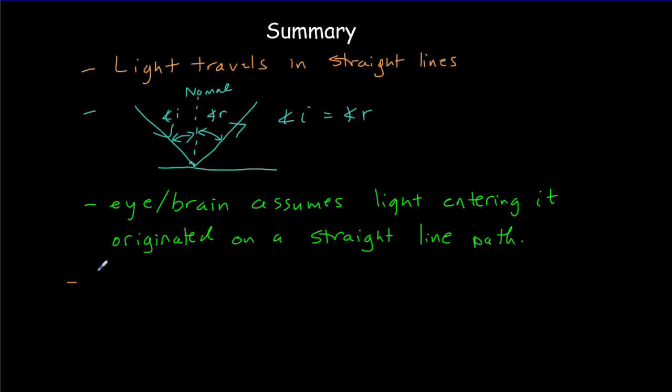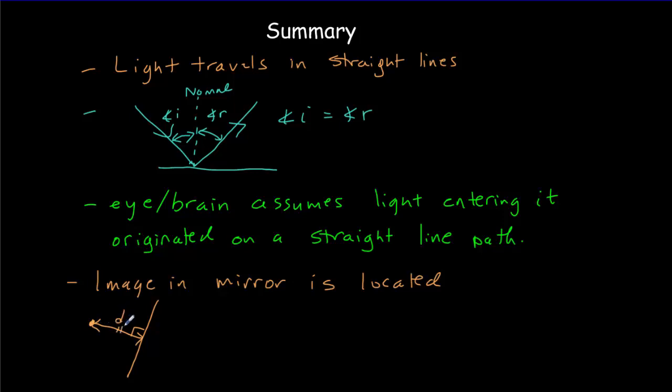We also saw that the image in a mirror is located, and I think a drawing works a little better here. If we take any point on an object, then this perpendicular distance from the mirror to the point on the object will be exactly the same as the perpendicular distance from the mirror to the image. So here's your image, and here's your object. And we can do that for every single point on the object.